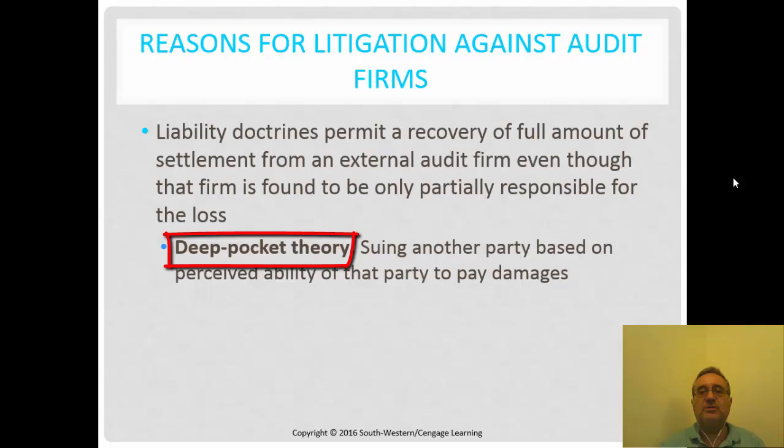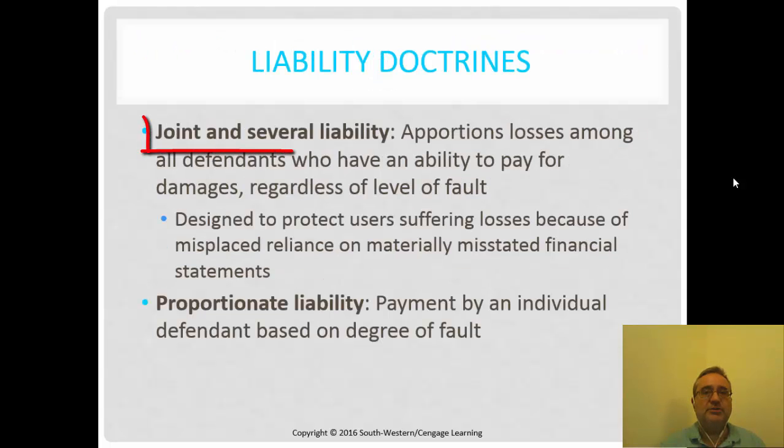We're suing another party based upon the perceived ability of that party to pay damages. Keep in mind, consider the audit that we do of a firm where the firm goes bankrupt. Well, guess what? That firm no longer has the ability to pay for damages, but we do. So the fact that we are a part of that opens us up for litigation.